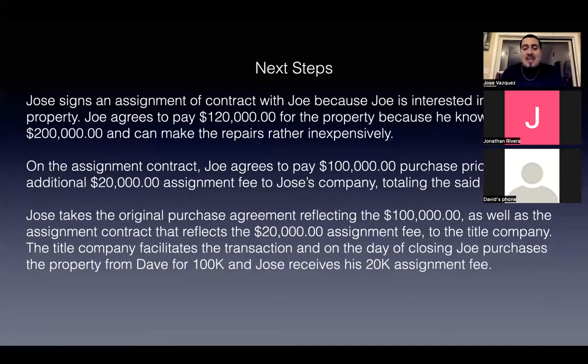We'll take those to the title company, and then the title company will facilitate that transaction. And on the day of closing, Joe is going to purchase the property from Dave for that $100,000, and Jose will receive his $20,000 assignment fee. Again, totaling that $120,000 purchase price to Joe.